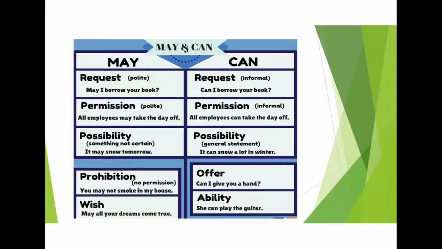Similarly, when you want to be very polite in giving permission, all employees may take the day off. And when you are just being informal, casual, you can use can. For a possibility that is not certain, and when there are much brighter chances of something happening, we use can. If you don't want to give any permission to anybody, it is you may not smoke in my house. Can is used, on the other hand, to offer something to somebody. Then finally, when you wish something to happen, it is may. And when you want to show ability, it is can.